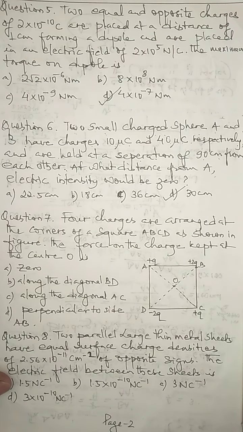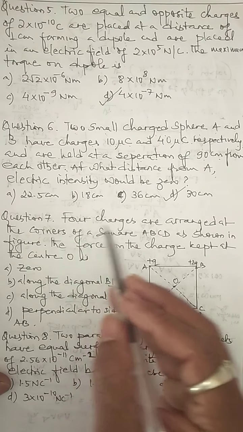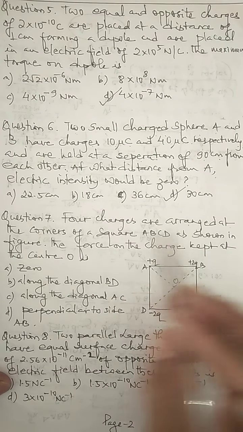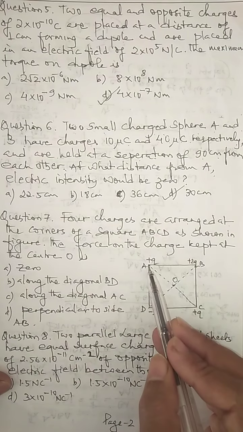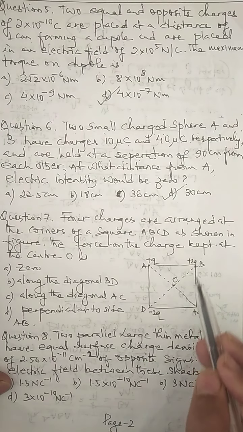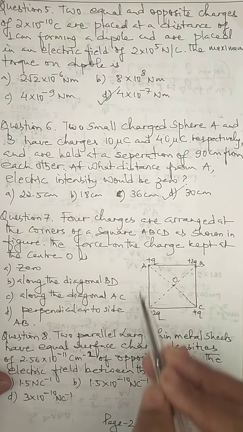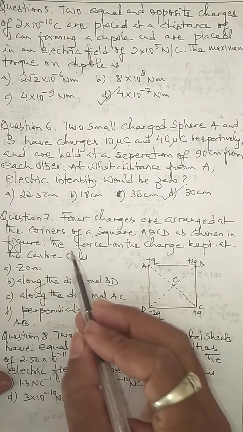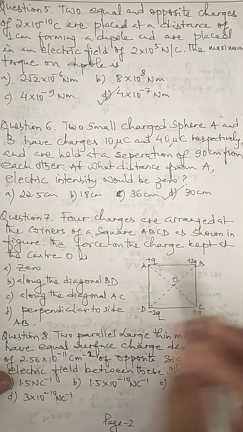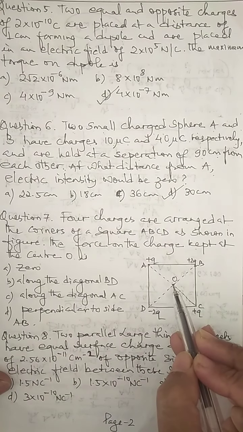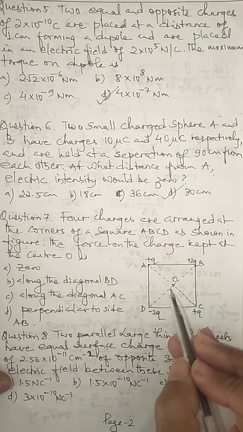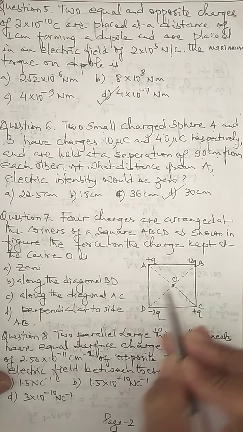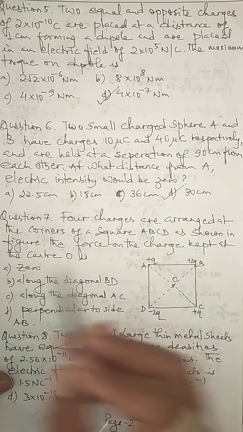Now we have the next question, question number 7. And question number 7 says that 4 charges are arranged at the corners of a square. So A, B, C, D is a square. These are the 4 corners of a square A, B, C, D as shown in the figure. The force on the charge kept at the center O. So O is the center of the square. So what we need to find? The force due to these charges on the charge kept at the center O. The 4 options are given.